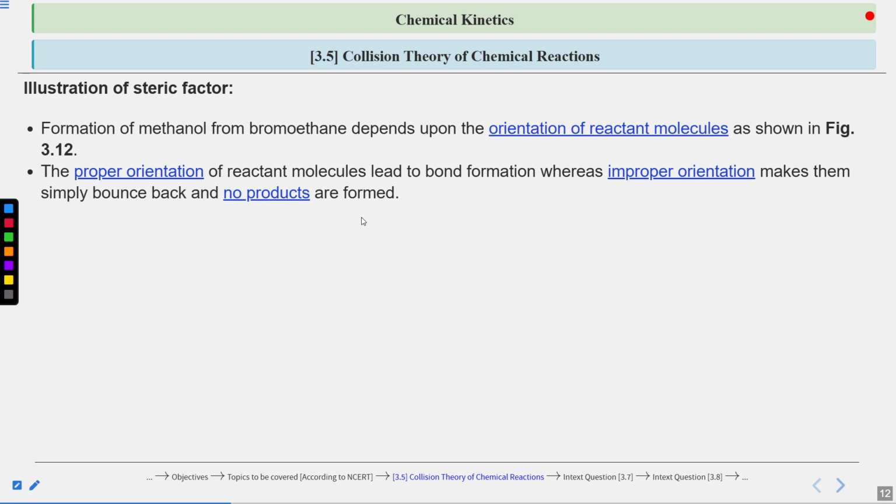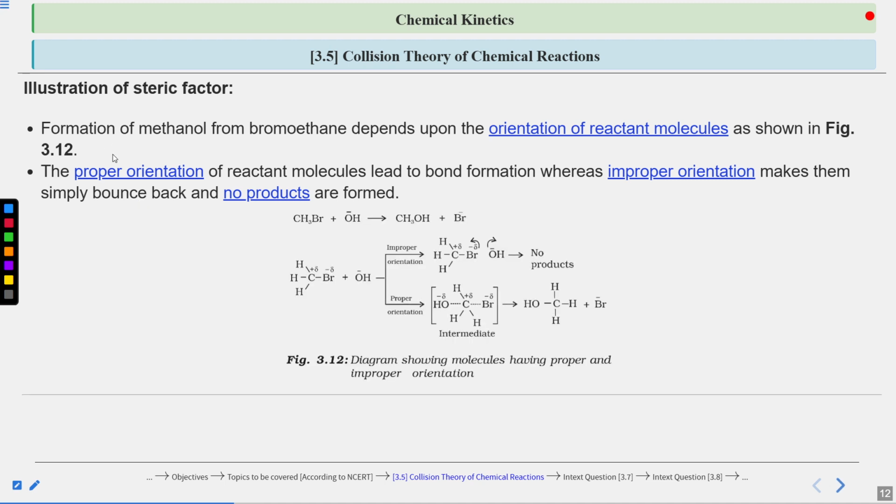The proper orientation of reactant molecules will lead to bond formation, whereas improper orientation, in case you orient the reactant molecules improperly, will make them simply bounce back. That means the improper orientation will not get any product. They will bounce back and no products are formed. So this is figure 3.12, which is a diagram showing the molecules having proper and improper orientation.